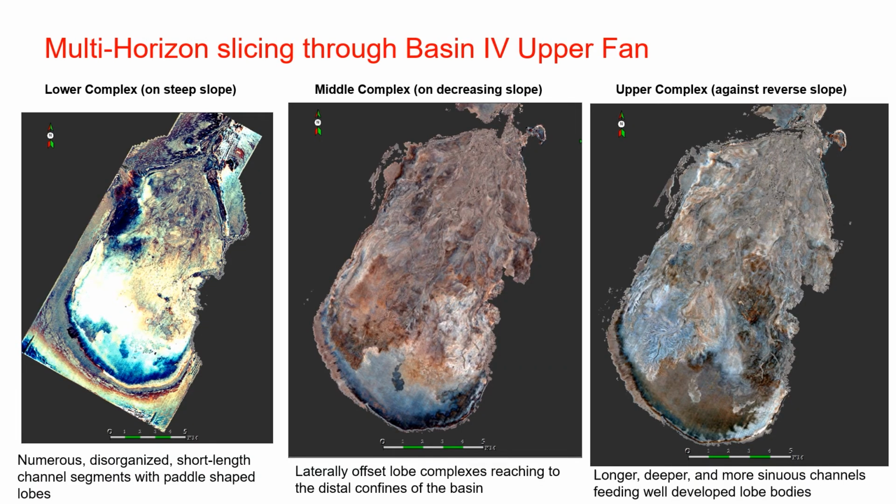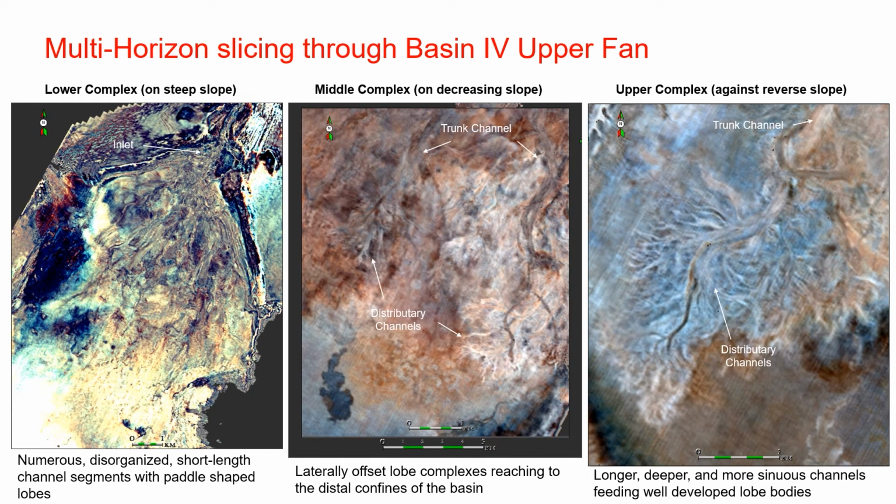Spectral decomposition methods and horizon slicing through the upper fan show an evolution in depositional styles from the early and late stage of the deposit. The lower complex is only deposited on the steeper proximal portion of the basin. It shows an array of bifurcating channels ending with paddle-shaped lobes. As we progress up section and on decreasing depositional gradients, we can see elongated channels ending with well-developed lobe bodies with multitudes of small distributary channels.